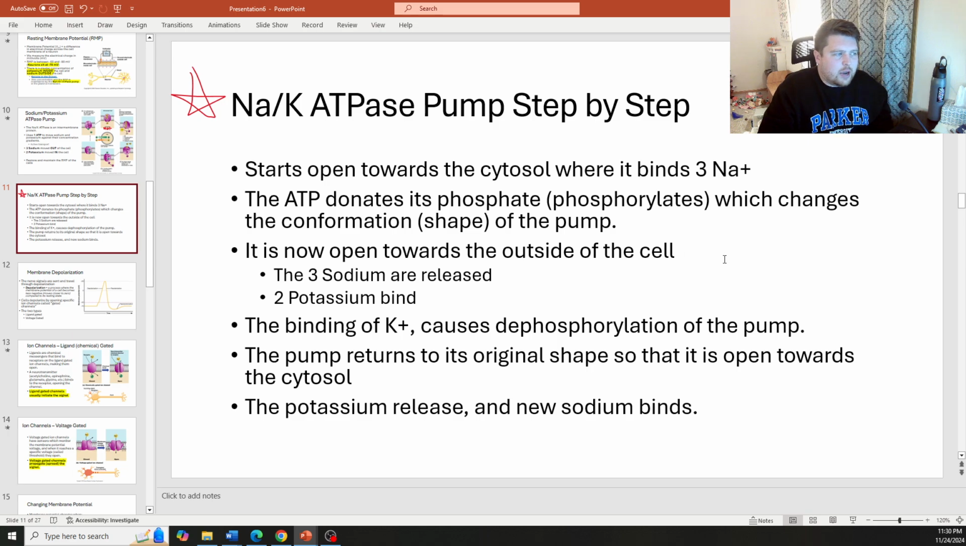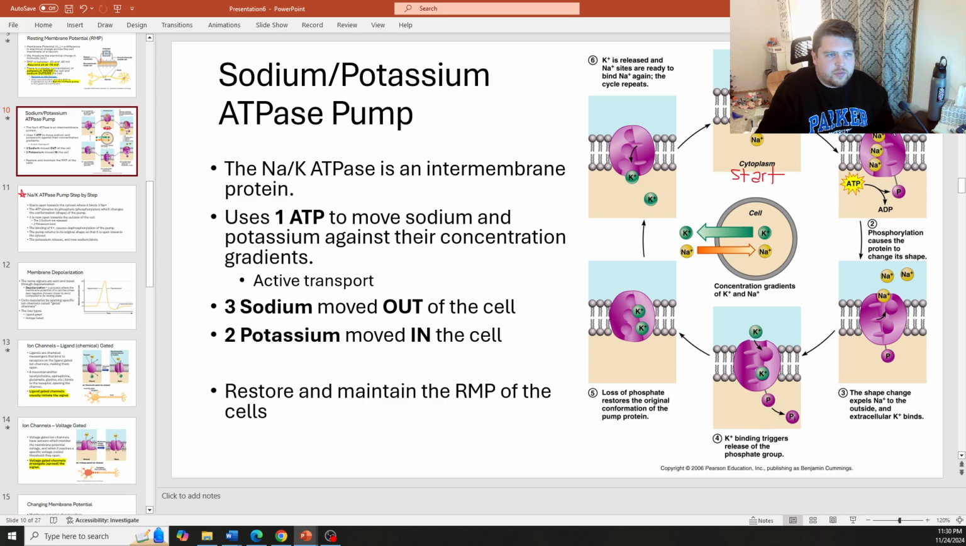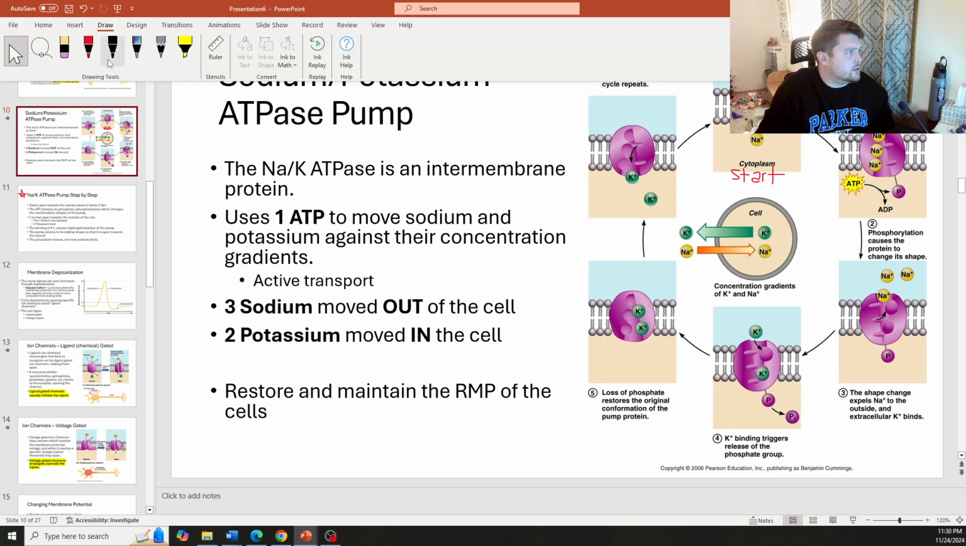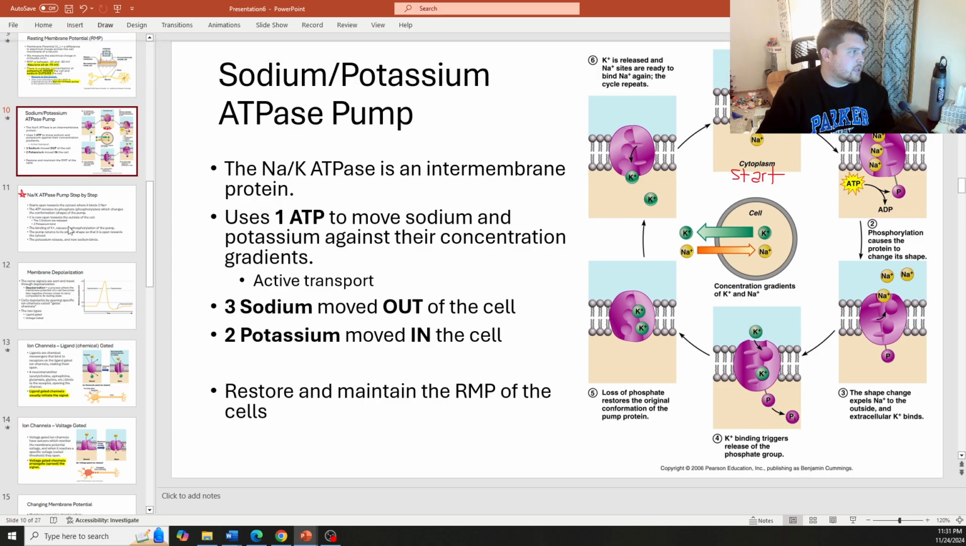By opening towards the outside of the cell, the 3 sodium are released, and 2 potassium come on in. Then the binding of that potassium causes the phosphate to pop off, and the pump goes back to its original shape. So here we go. It has the 3 in there, the sodium come out, the potassium come in, the phosphate pops off, and it goes back to being open towards the inside, and the potassium come on into the cell.